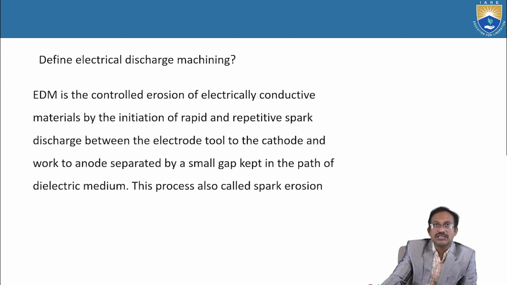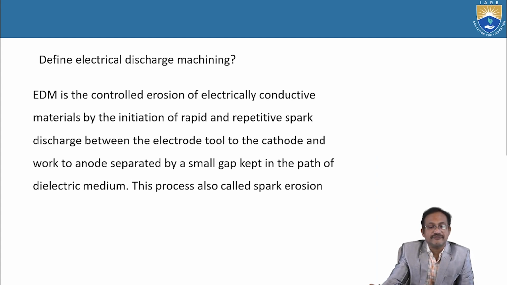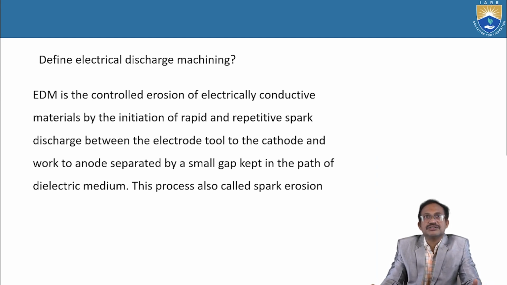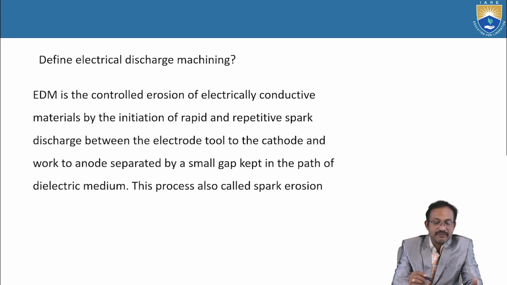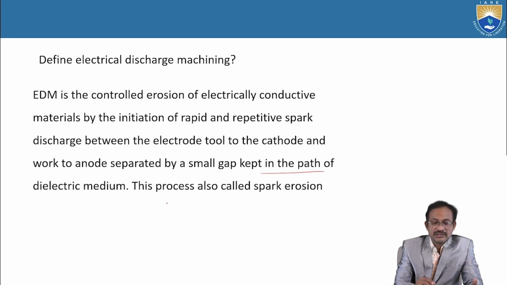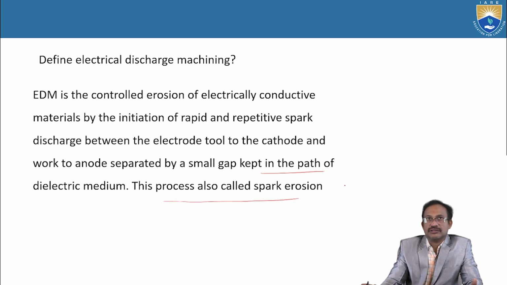Define the electrical discharge machining. EDM is the controlled erosion of electrically conductive materials by the initiation of rapid and repetitive spark discharge between the electrode tool as the cathode and work as anode, separated by a small gap kept in the path of dielectric medium. This process is also called spark erosion.